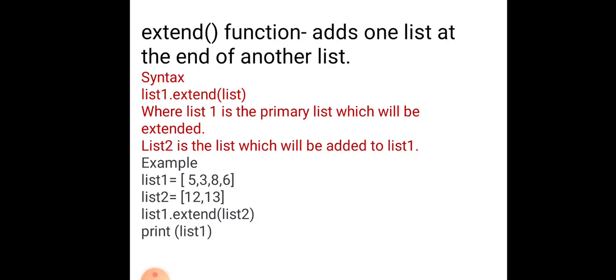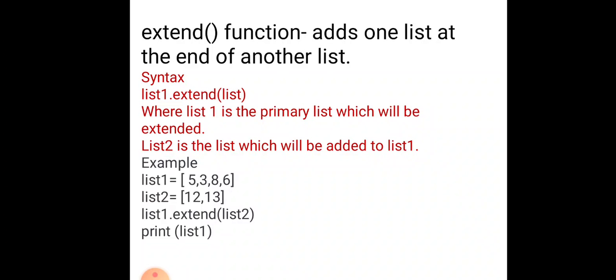In a previous class we learned about the append function of list, and the append function is used to add a single element to a list. If you want to add multiple elements to a list, or a list within another list, then we use the extend function. So we can say that the extend method is used to add one list at the end of another list, or to add all the items of a list into another list.